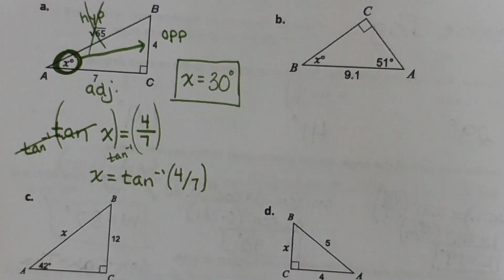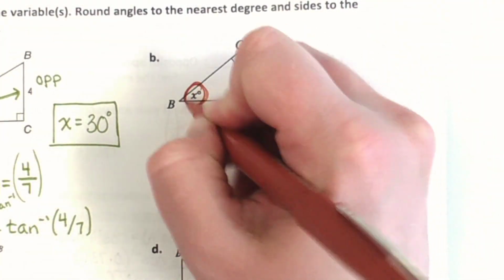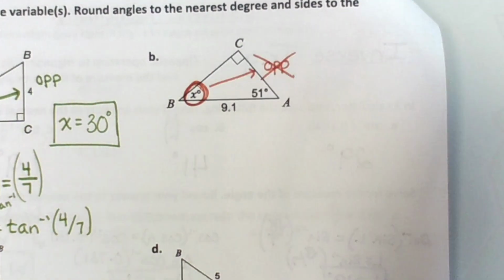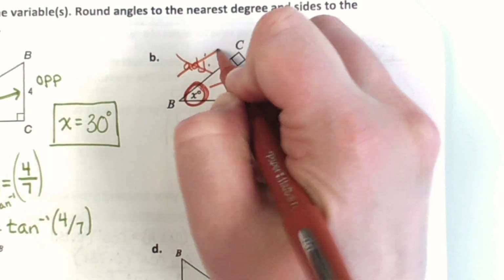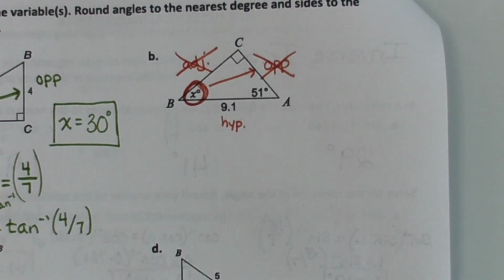Problem B. What's your angle of focus? X is what I'm looking for. Means this is the opposite. But I don't know it, so it's not helpful. I don't know anything about it. This is the adjacent. I don't know anything about it, so it's not helpful. This is the hypotenuse. Is there a trig ratio that just works with the hypotenuse? No. Is having multiple things that I don't know going to be helpful? No. So having an angle I don't know and a side length I don't know is not helpful. Which means I can't use trig to solve this.